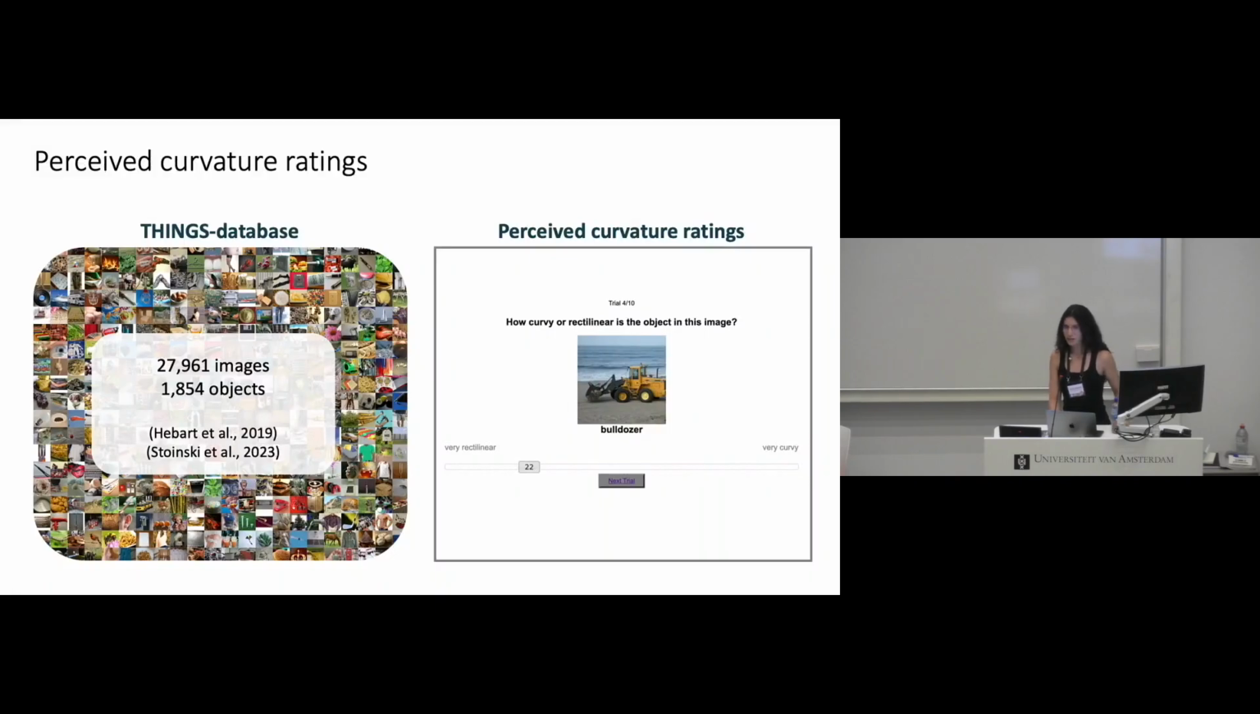To this end, we use a large-scale stimulus database, Sphinx, including over 27,000 naturalistic images of 1,854 object categories. And we quantify perceived curvature by collecting extensive curvature ratings using online crowdsourcing, asking participants to rate objects and images from very curvy to very rectilinear. Our ratings had excellent spatial reliability, which shows that we can trust our measure.